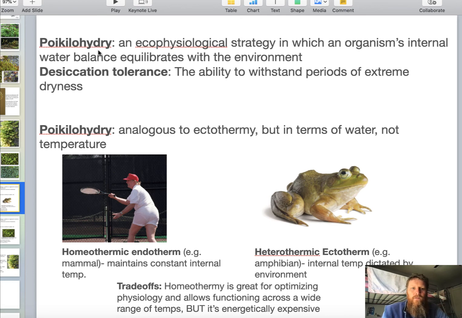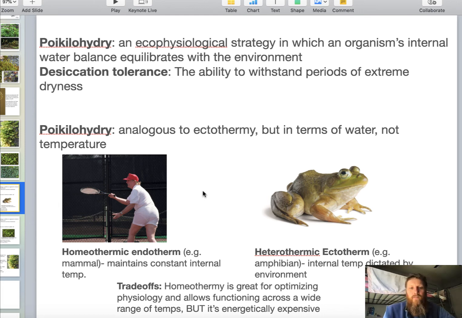And so this is kind of analogous to ectothermy, and the difference between ectotherms and endotherms, and then also between heterotherms and homeotherms, if you're familiar with those terms from talking about animals, and their heat regulation. But in bryophytes and vascular plants, we're talking about water instead of heat.